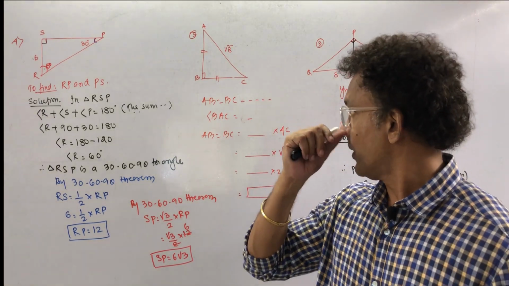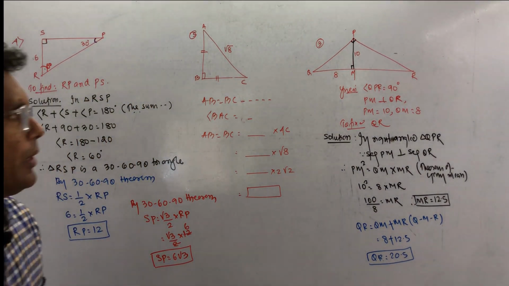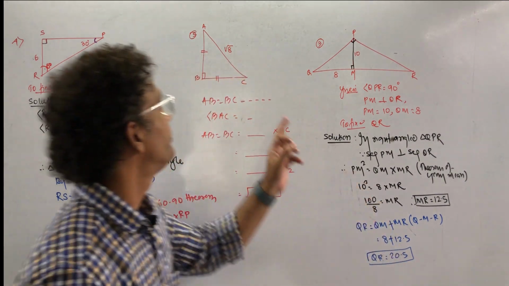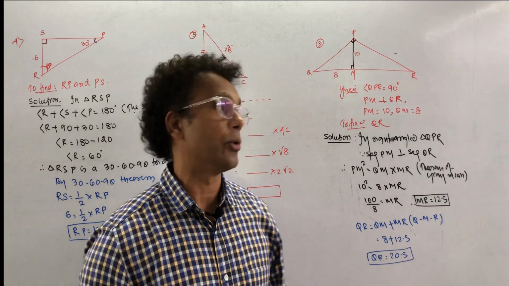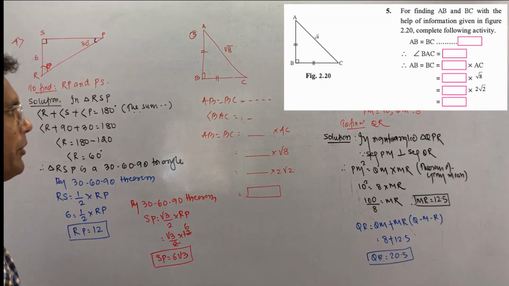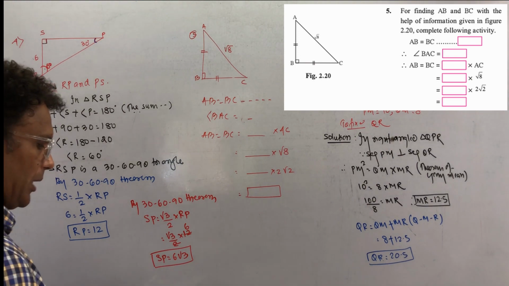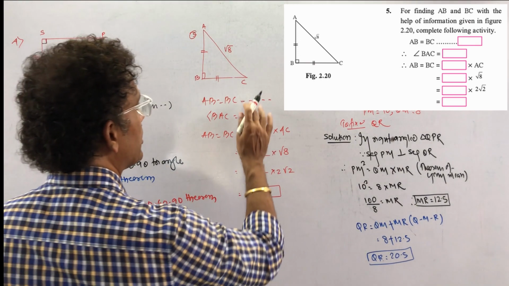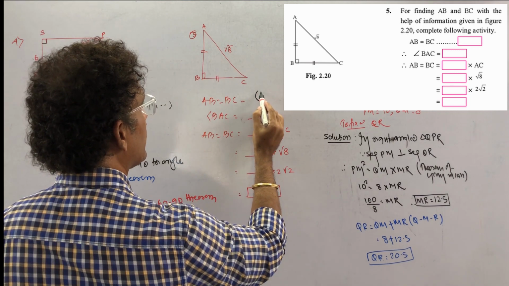Then there is the 45-45-90 theorem. What is the 45-45-90 theorem? In the 45-45-90 theorem, the congruent sides are equal to 1 upon root 2 times the hypotenuse. Now I'll show you how to use it. Check, everybody. What is given in the first one, if you check in the textbook: for finding AB and BC with the help of the information given in the figure, complete the following activity. That is, AB is equal to BC, and you can write that over here.